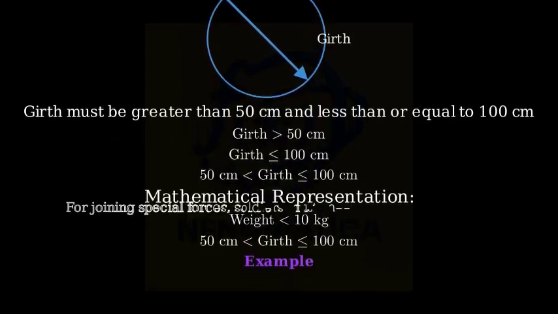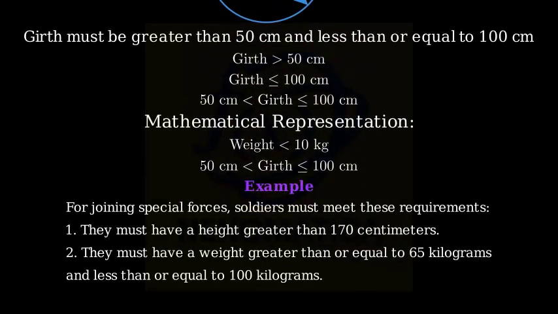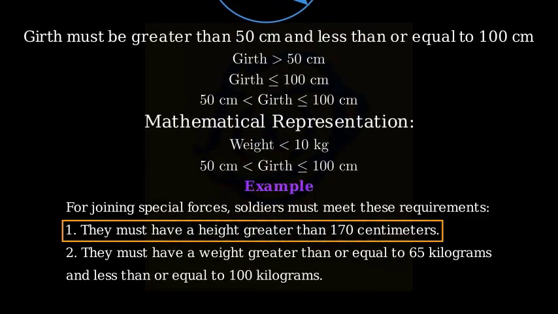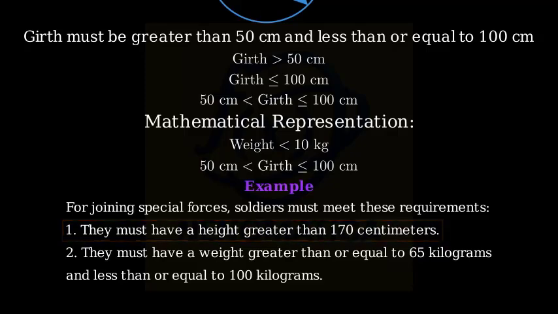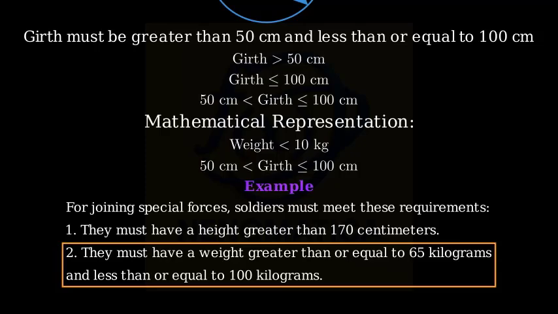This example is about the requirements for joining special forces. First, soldiers must have a height greater than 170 centimeters. Second, soldiers must have a weight greater than or equal to 65 kilograms and less than or equal to 100 kilograms. Let's translate these requirements into mathematical inequalities.